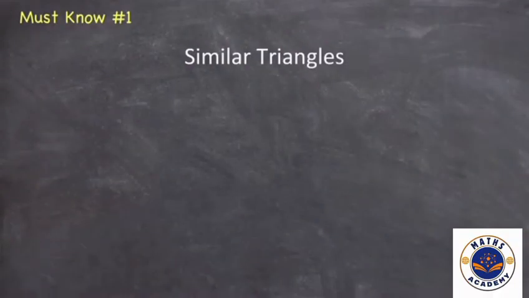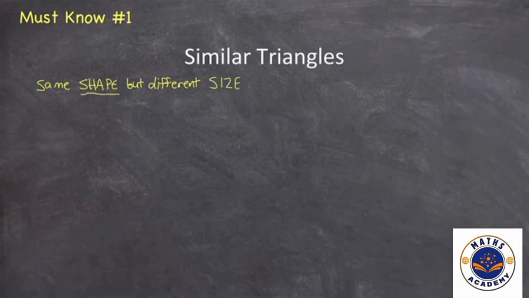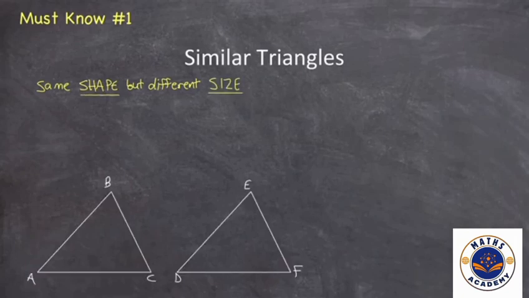Must know number 1, similar triangles. Similar triangles are triangles that have the exact same shape, but might have different sizes. Let me draw 2 triangles so you can see what I mean. Now I've started by drawing these 2 triangles the exact same size and shape, so they're congruent.